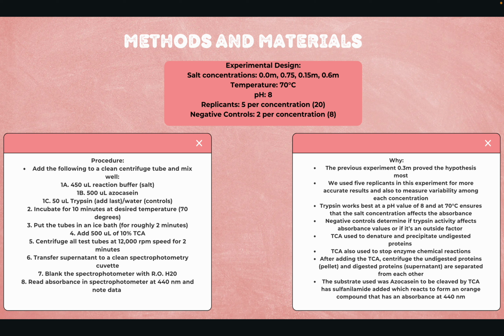Again, we centrifuged to separate the pellet, which was the undigested, and the supernatant, which was the digested proteins. And then our substrate, we used azocasein, which is the protein, because that protein has a sulfanilamide group added to it, which creates the orange color, which we read at 440 nanometers.